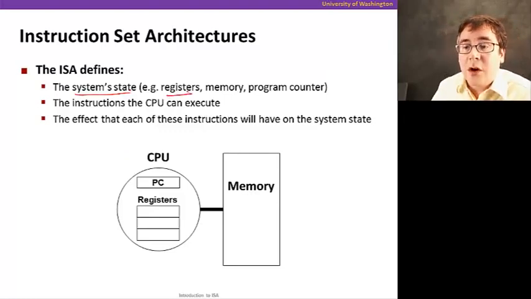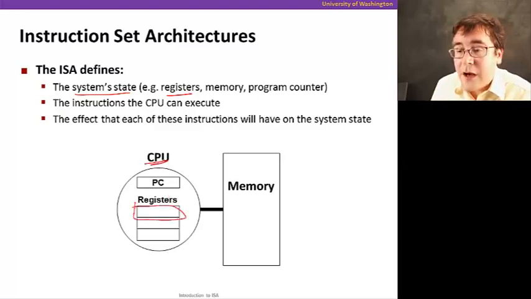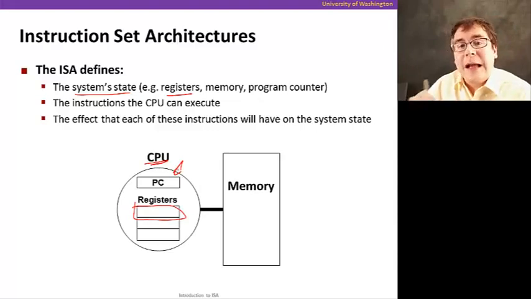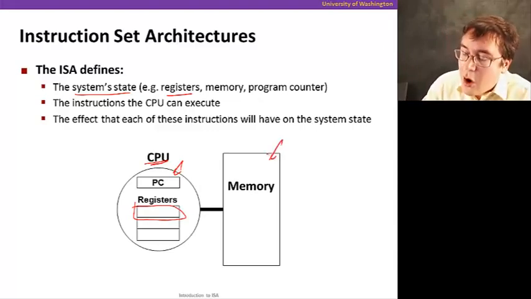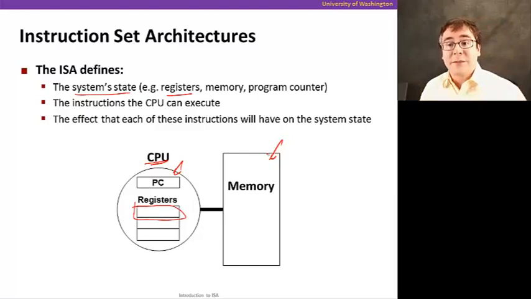That includes the contents of registers, which is, as Gaetano told you, a basic unit of storage inside the CPU itself. It includes the program counter, which tells what instruction is being executed at that time in the processor, and also it includes all of the contents of memory. Everything that's stored in registers, memory, and including the program counter is part of the system state.